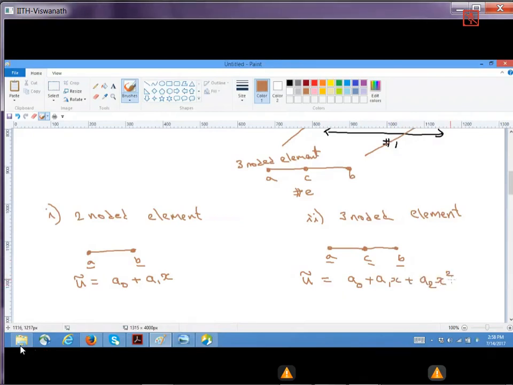Why not I am taking A3? Because I have only 3 nodes. So 1, 2, 3 coefficients. Here 1 and 2, so 2 unknown coefficients. Why are these unknown? I'm assuming that the variation is of this fashion, but I don't know what is A0 and A1.